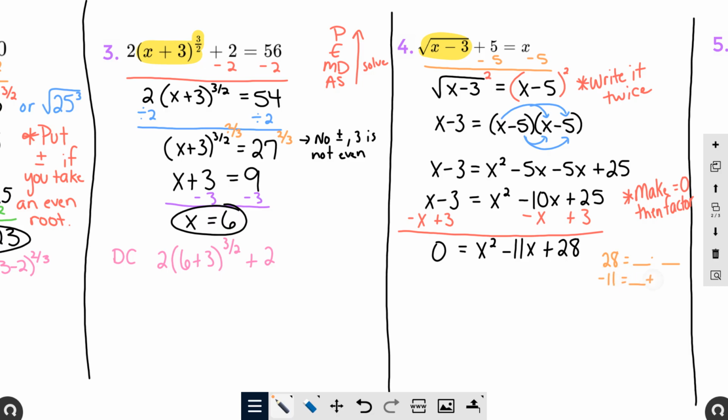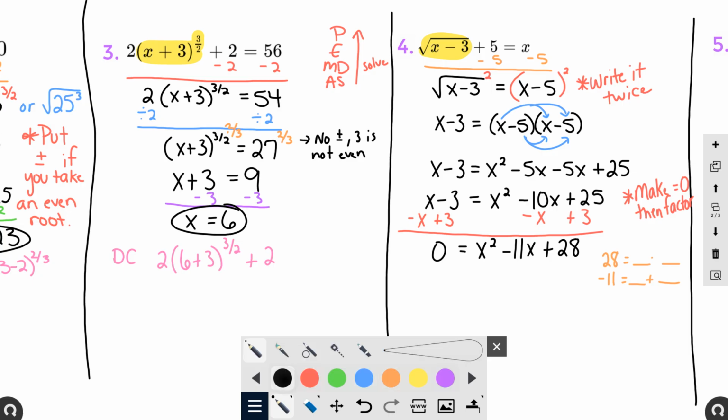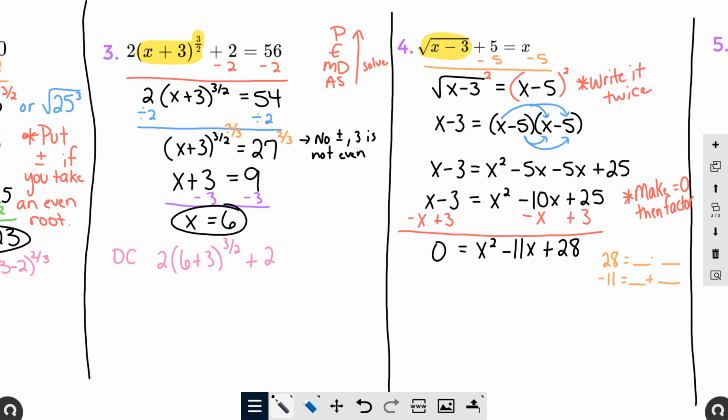Very good. What multiplies to be the last and what adds to be the middle? So what multiplies to be 28 and adds to be -11? Good. -7 and -4. Yep, both of them negative will work to make that -11. So remember, once we have the numbers, this is the short way, we plug them back into our parentheses. So x minus 7, x minus 4. Now, it equals 0, so now we set them both equal to 0 and solve.